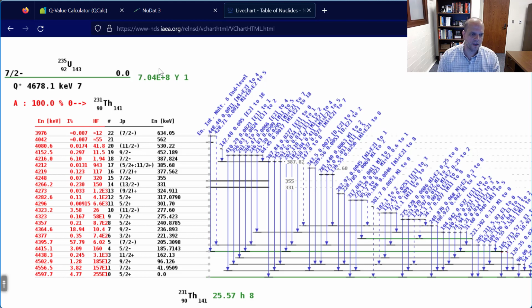And for the intents and purposes of the example problems that we just did, this stuff doesn't matter really. As long as we know that it goes down to the ground state of that thorium-231, then the Q value of 4.68 MeV, that's all that we really need to know. But it's more comprehensive and useful to understand all the sub-processes along the way.